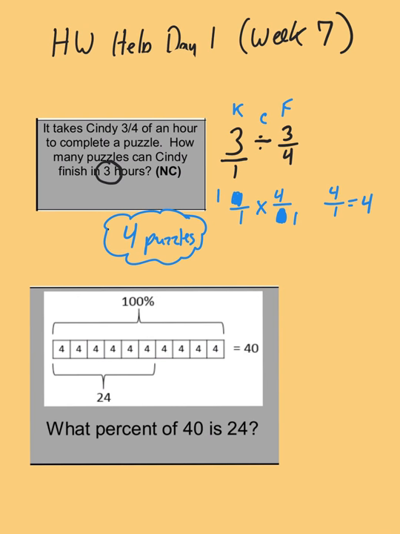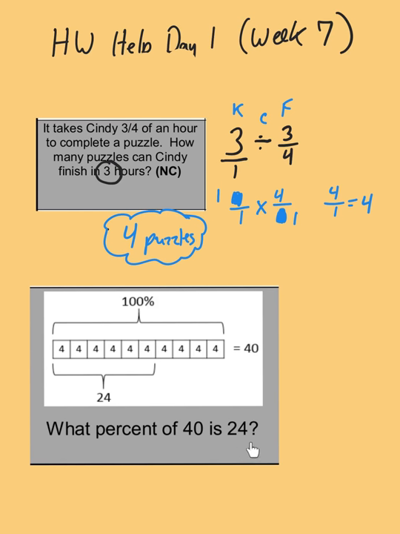Now, the second one down here can be confusing. It says, what percent of 40 is 20? So they are saying this whole bar is 40, and the whole thing is also 100% because the entire thing is 100%. Now, they have it split into 4s because 10 4s make 40. And they know that 6 of these 4s is 24.